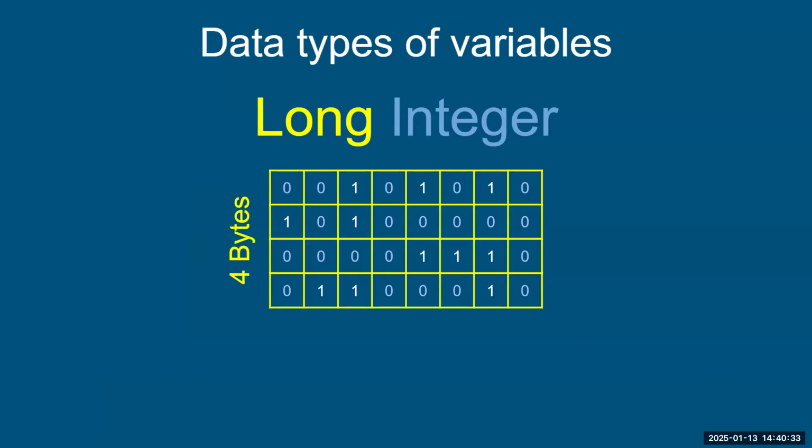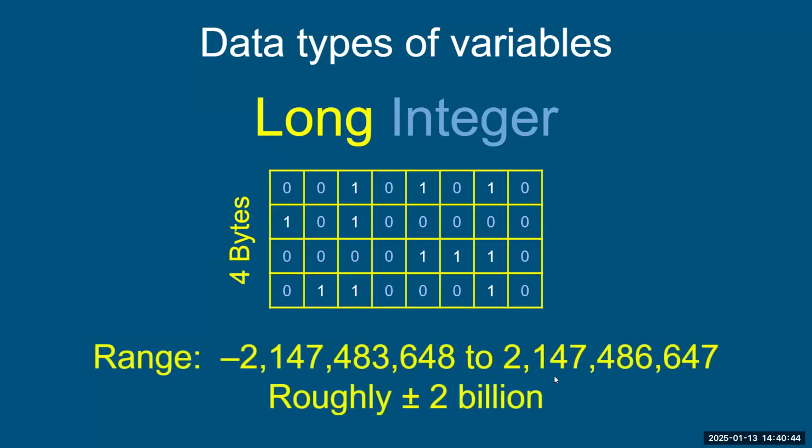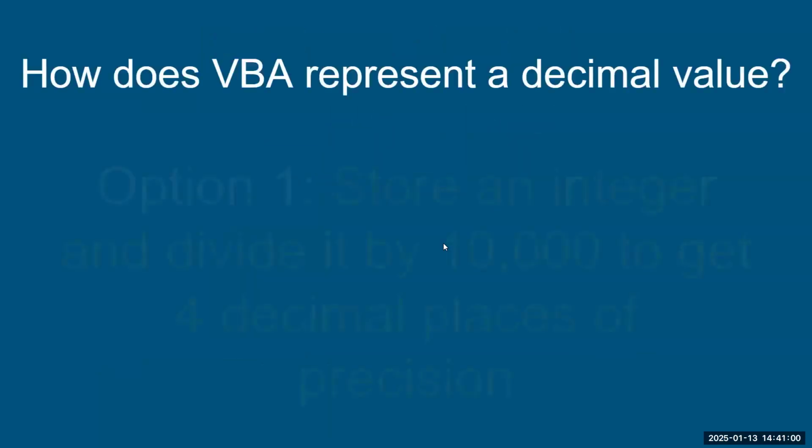Okay, we'll keep going. There's a couple of other data types we need to get through. Here's another one. Long integer. 4 bytes, right? We started with 1 byte. We're up to 4 bytes now. Here's the range. Negative 2 billion to 2 billion. Plus or minus 2 billion. This is called a long integer, right?